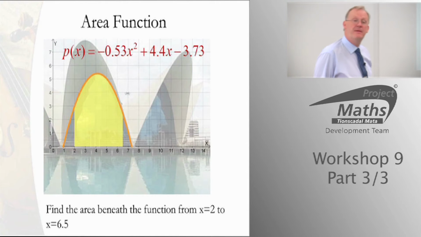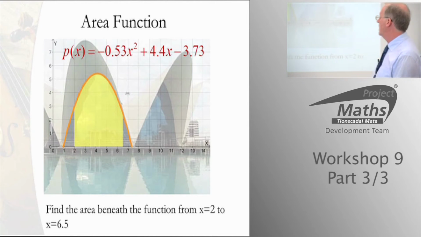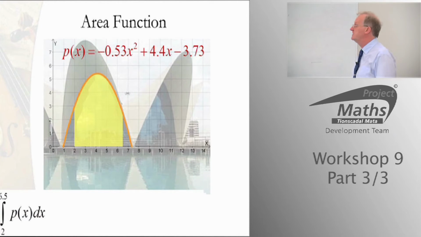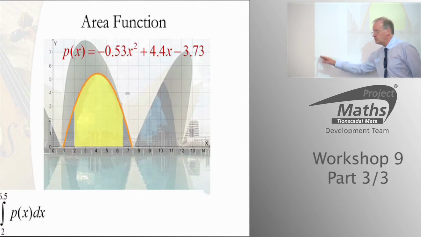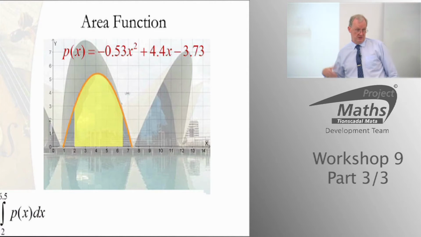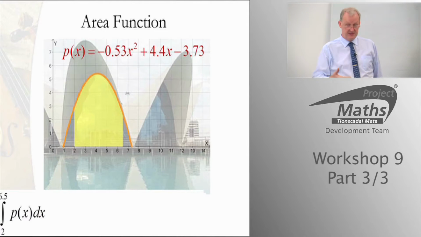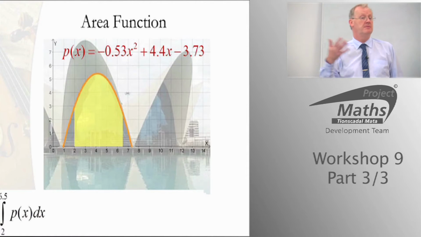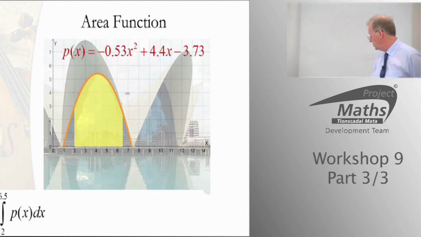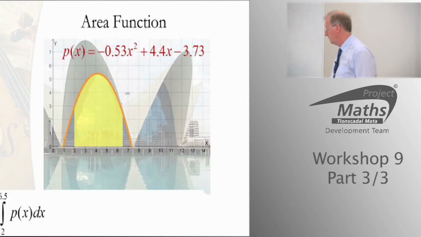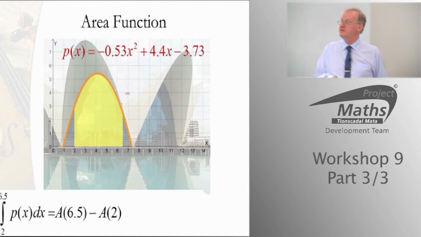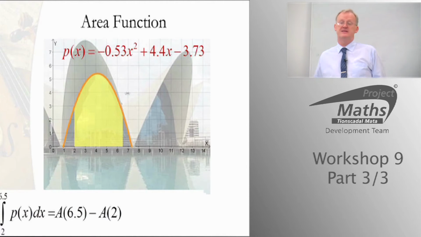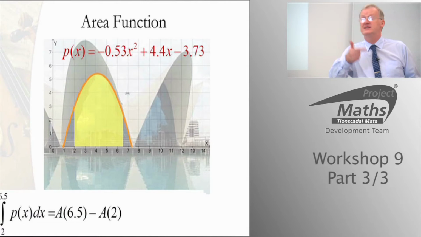So what area am I going to be responsible for cleaning? Write it down in maths notation, and what does it look like? The integral between 2 and 6.5, the function dx. Or if you like, find the area underneath the function p of x between 2 and 6.5. How do you answer that question? Using area functions. So it will be the value of the area function at 6.5 minus the value of the area function at 2. But what did we just discover?